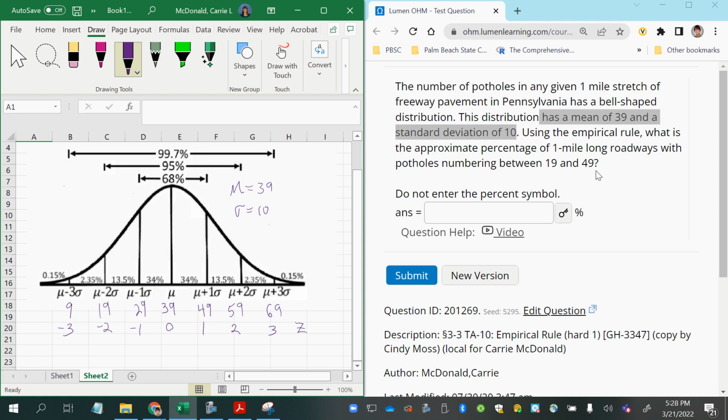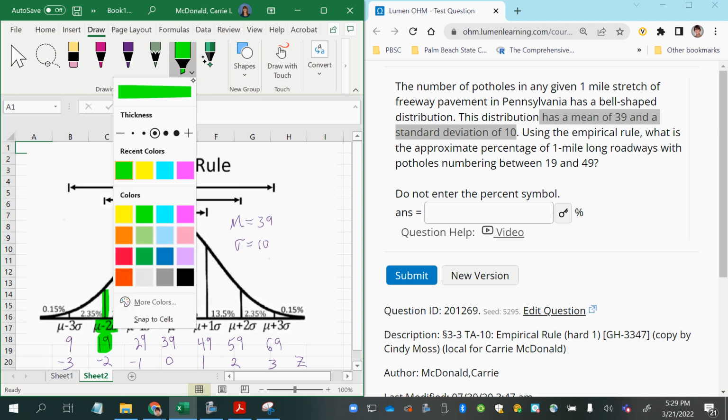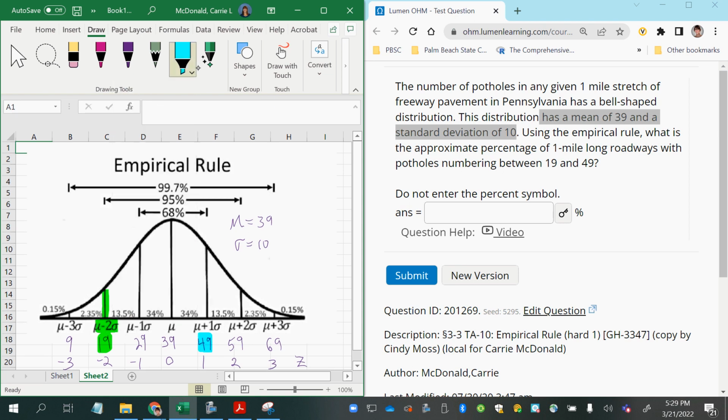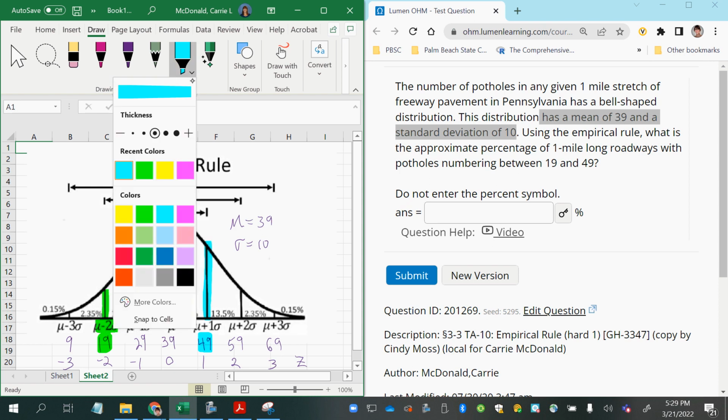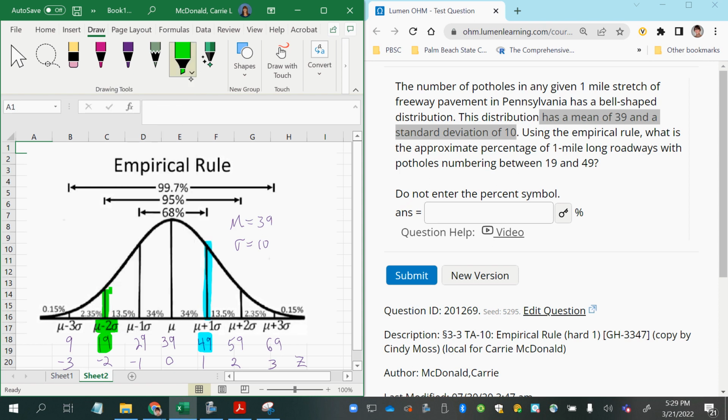between 19 and 49. So here is 19, and that is 2 standard deviations below the mean. And then we have 49, which is 1 standard deviation above the mean. Okay, so I'm going to use different colors on these. 49 here, and we're going to cut this into chunks because I know that half of the portion that is within 2 standard deviations of the mean would be 95%, but I'm only going to use half of that, 95% divided by 2.